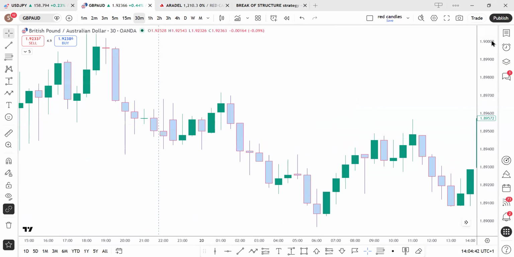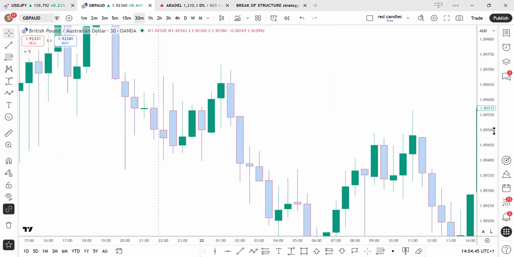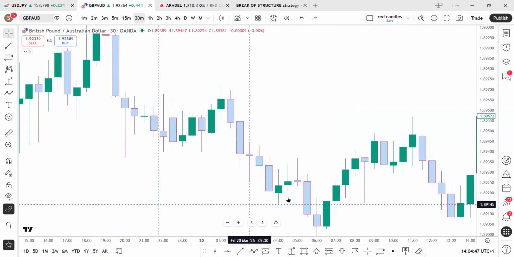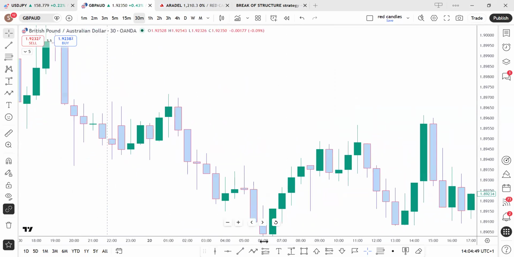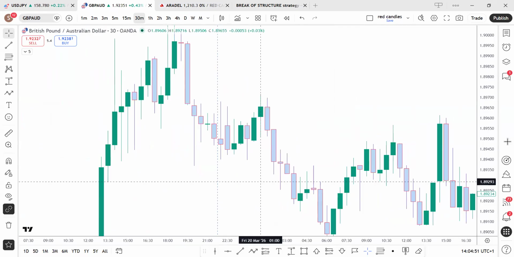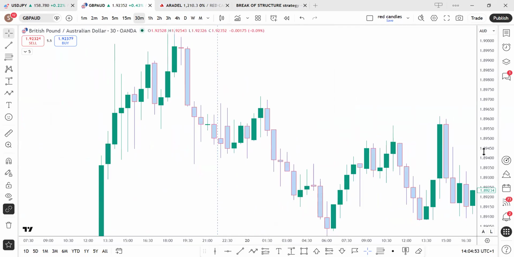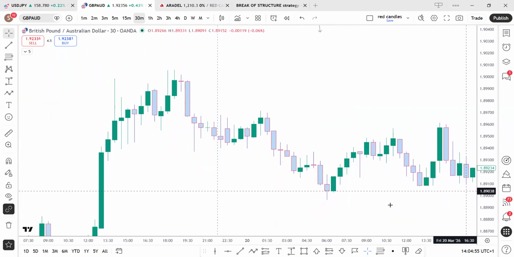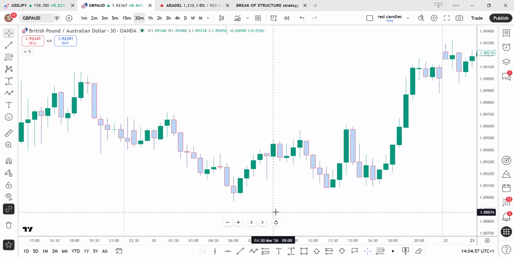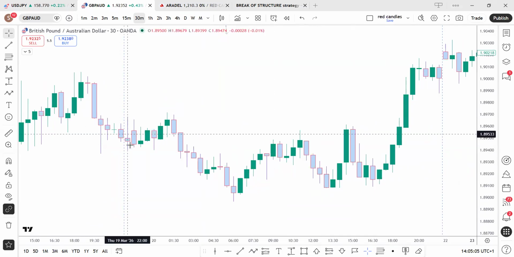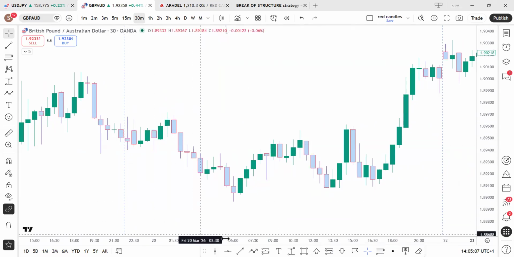I just picked one that I saw earlier. I think this is Pound Aussie on the 30 minutes chart. Mind you, this works on any time frame, and we'll confirm that shortly. So just look at this price action here.